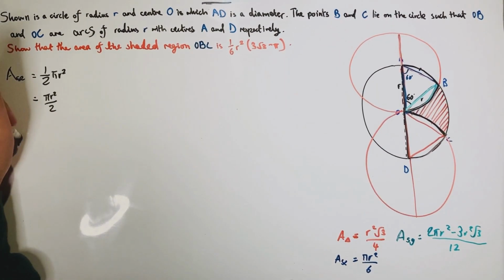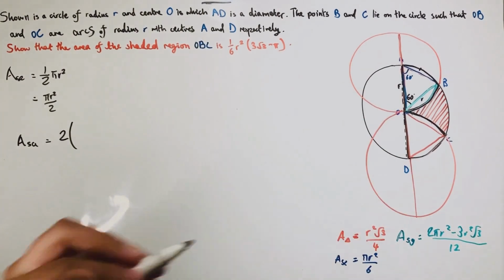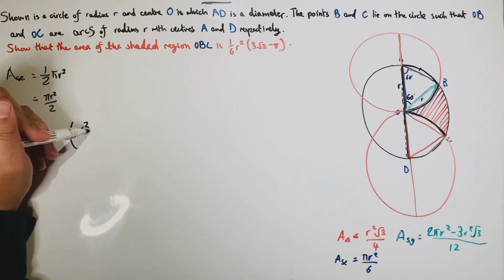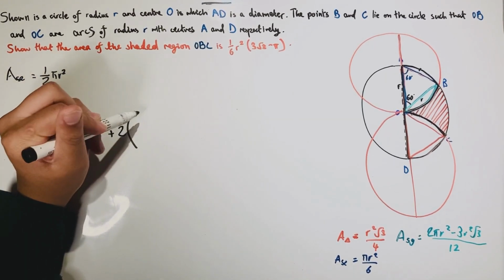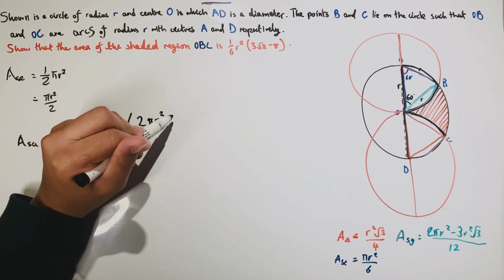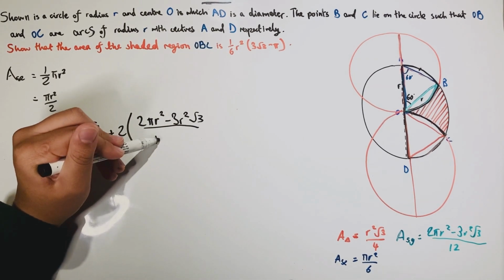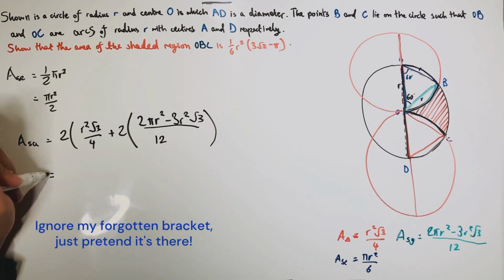Okay, so the area of the shaded region, let's do SA. It's going to be 2 lots of, because there's 2 of them. And then we're going to take the area of the triangle, which is r squared root 3 over 4, plus 2 lots of this behemoth of an expression. Let's just write it down quickly, like so. Okay, and we can start simplifying it.